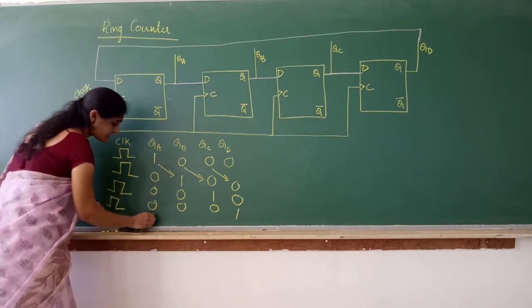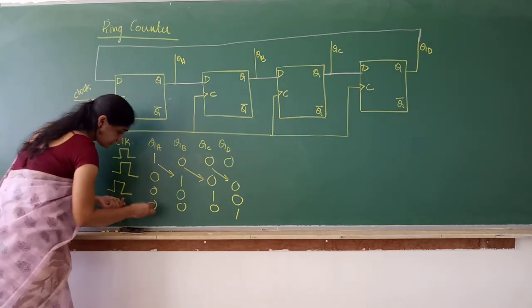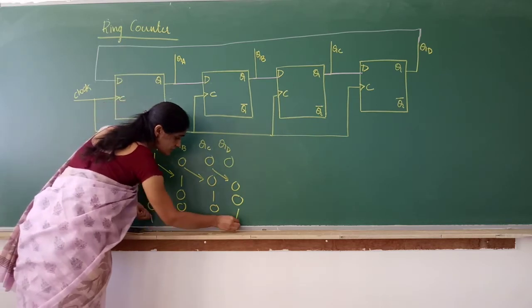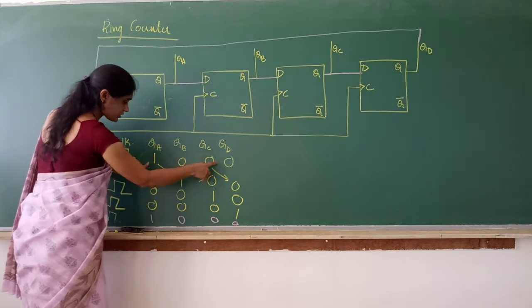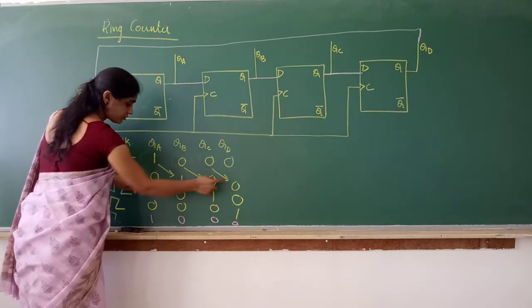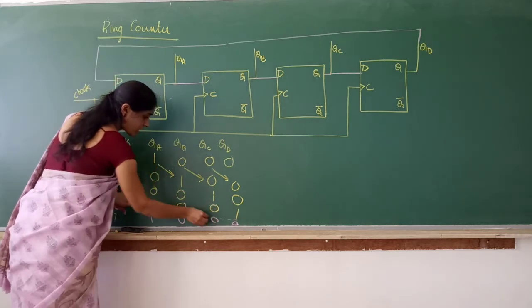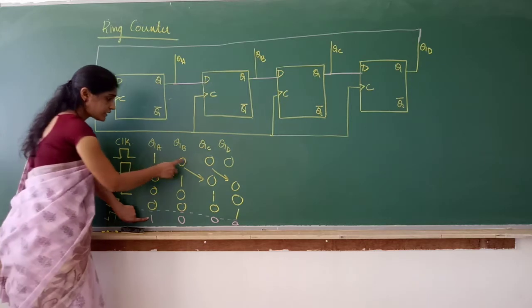What is that we get? Next clock pulse, what is that we get? Okay, so 1 0 0 0. So just observe here, initially we had 1 0 0, then it is 0 1 0 0, then it is 0 0 1 0, then it is 0 0 0 1. So after these 4 sequences, again it is repeating 1 0 0 0.